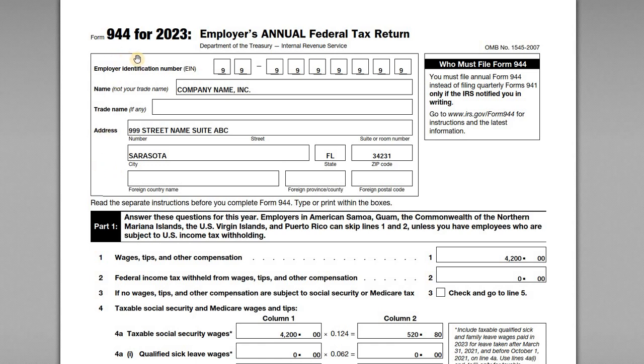Alright, for this video I want to go through a sample 944 for the 2023 tax year. The 944 is an annual federal payroll tax return filed by a company. In this example, we're going to have a very small corporate entity that has one employee who's also the owner. So we'll go through the 944 and what needs to be filed.